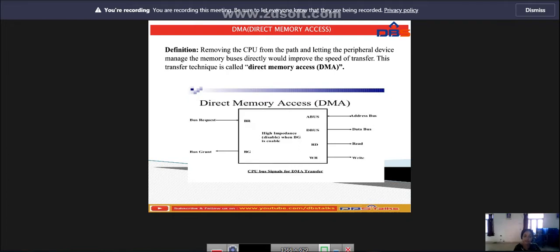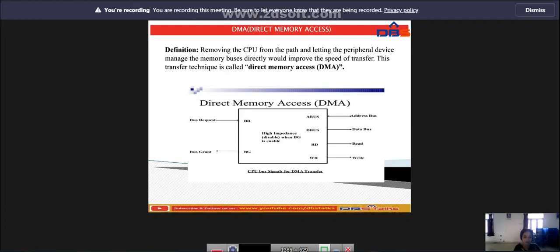During direct memory access transfer, the CPU is idle and has no control of the memory buses. So the CPU in the middle of this diagram is in an idle state and has no control of the memory buses. A direct memory access controller takes over the buses to manage the transfer directly between the input output devices and memory.